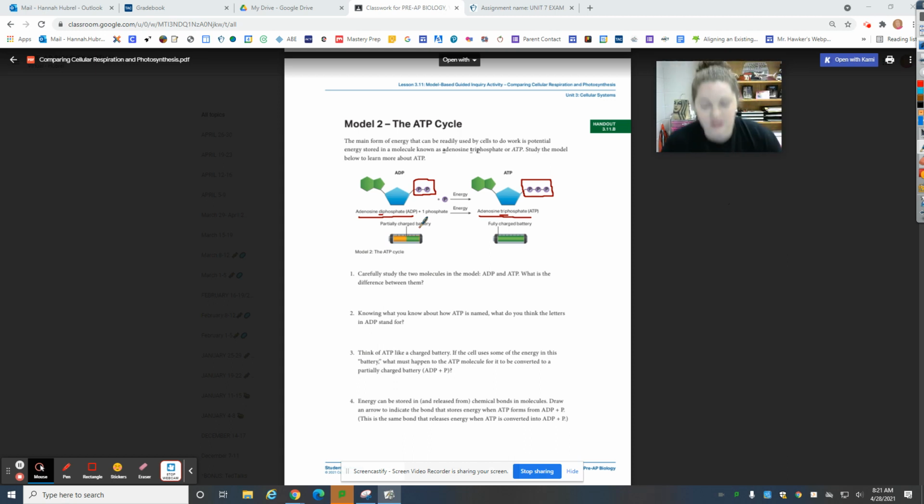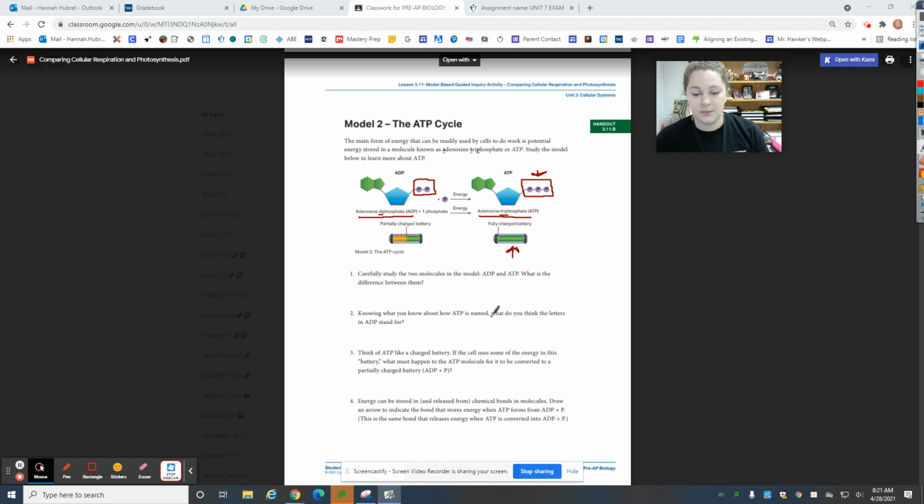All right, so think of ATP like a charged battery. So right here, charged battery. If the cell uses some of the energy in this battery, what must happen to the ATP molecule for it to be converted to a partially charged battery? So in order for it to go from ATP with 3, remember we have 3 here, for it to become the ADP, one of these phosphates has to break off. That's it.